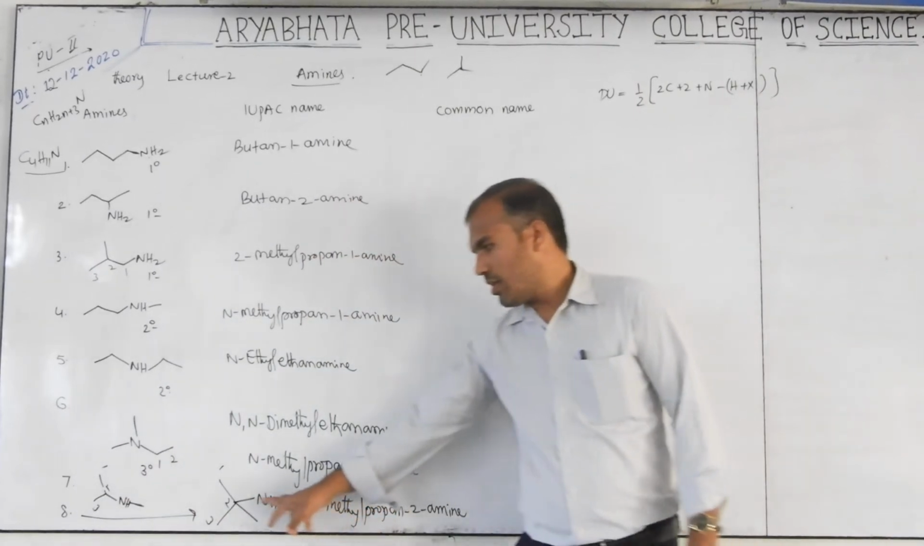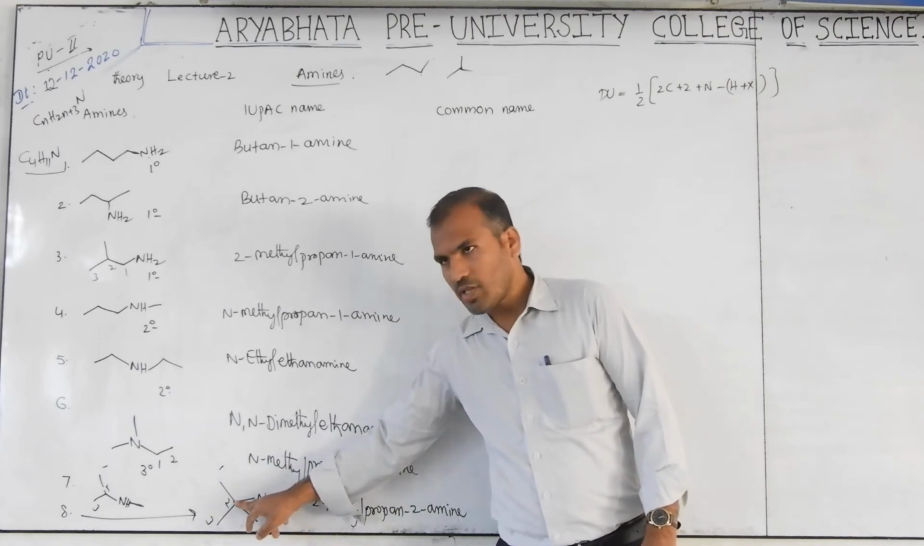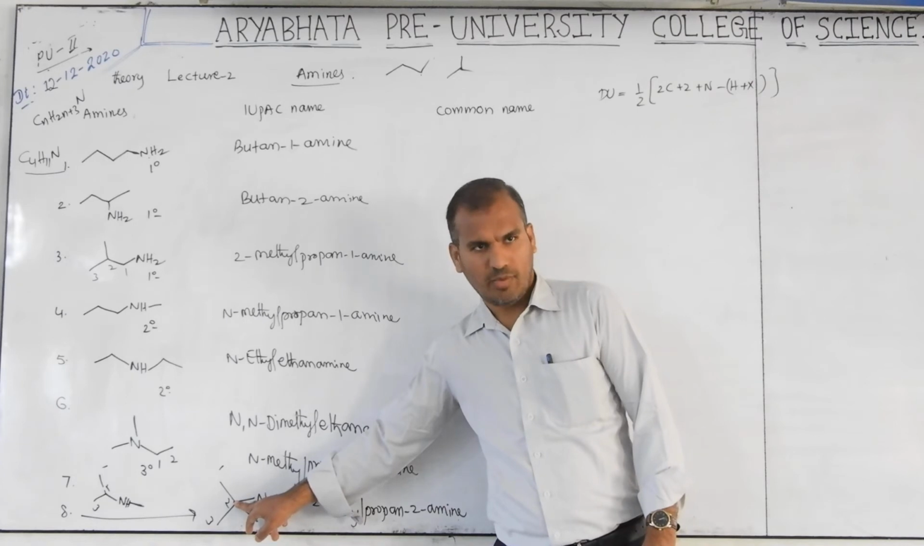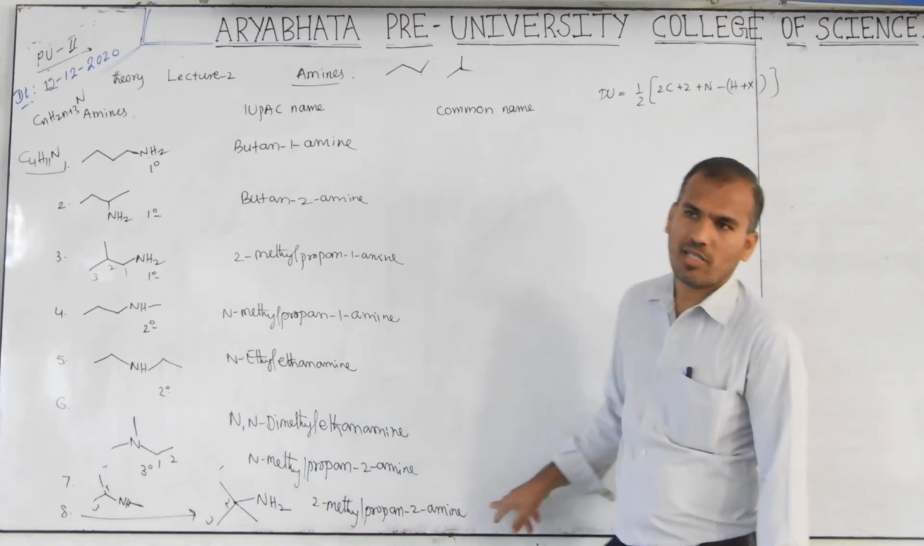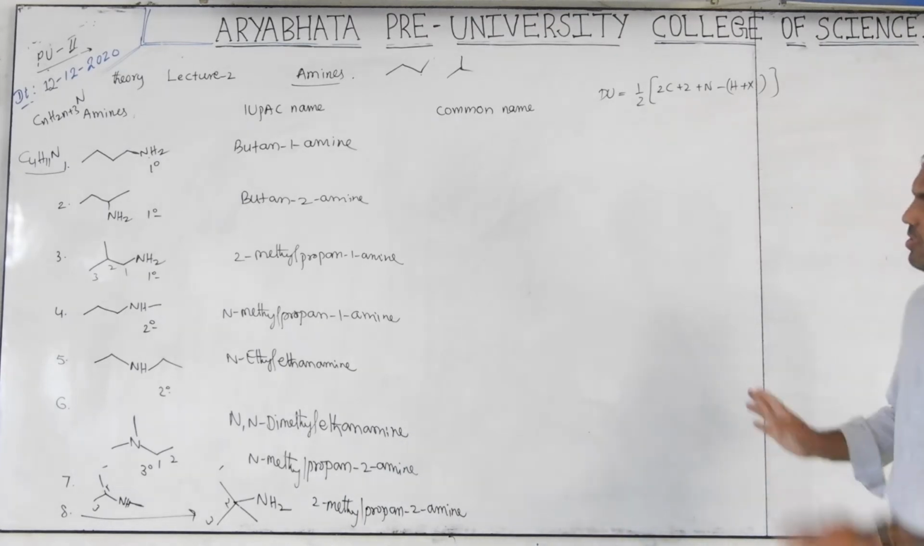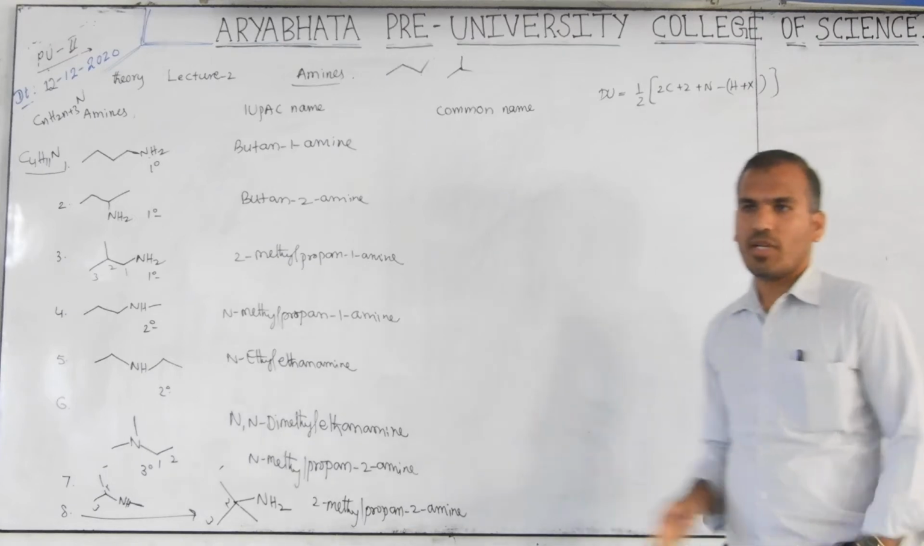This is 1, 2, 3, 4. And this carbon is which carbon? Tertiary carbon. Tertiary butyl amine. So common name also completed, but common names are not that much important. These names are important.